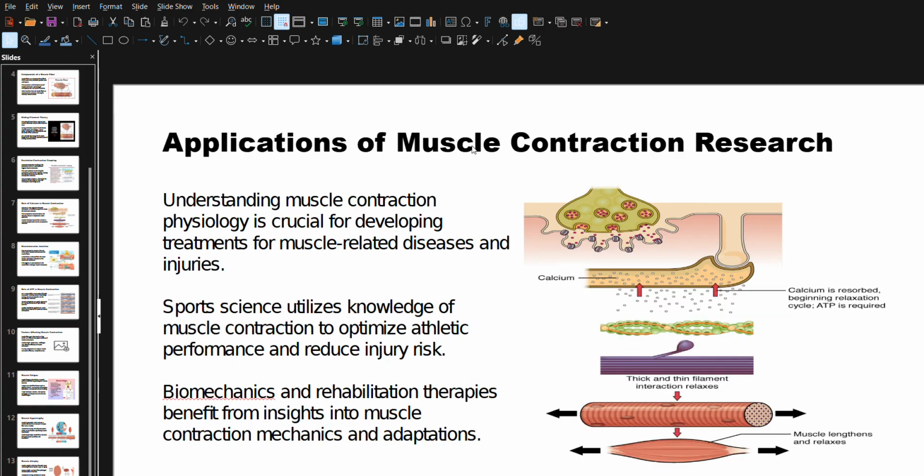Applications of muscle contraction in research: understanding muscle contraction physiology is crucial for developing treatments for muscle related diseases and injuries. Sports science utilizes knowledge of muscle contraction to optimize athletic performance and reduce injury. Biomechanics and rehabilitation therapies also benefit from insight into muscle contraction mechanisms and adaptations. So this is about the physiology of muscle contraction. Please go through it and make a note of it.